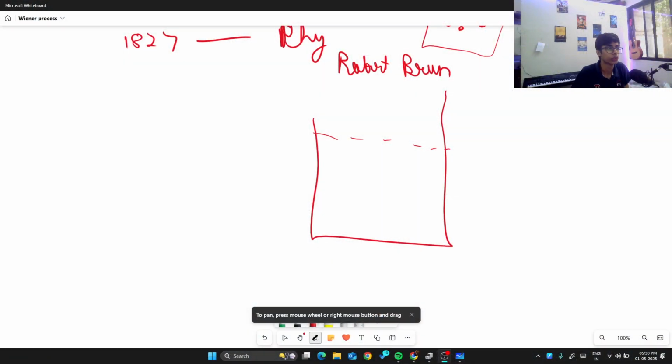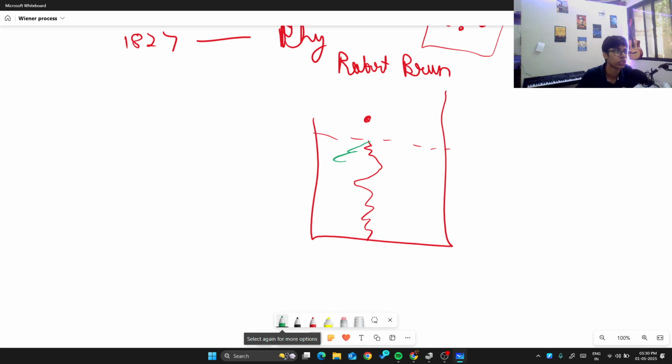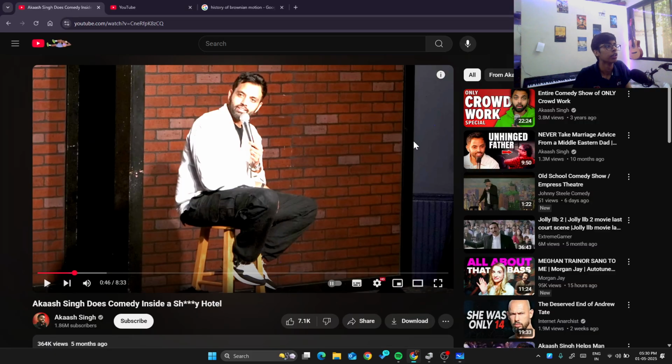So let me go back to my board. I put my groundnut here and it is following a random path, right? In the second experiment it follows this path a little bit here, and in the third experiment it follows this path. And he was like, why is this happening? He couldn't understand it, but he noted this phenomenon as Brownian motion.